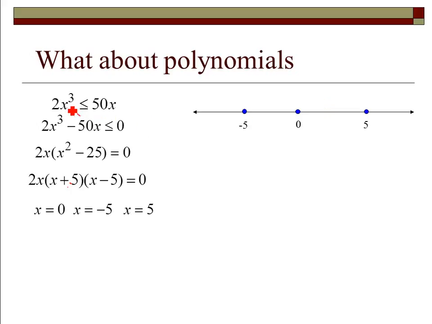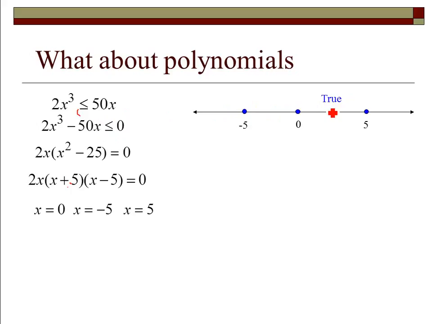If I plug in 1, and I can plug it into this equation up here, the original, 2 is less than or equal to 50. That's true. I could plug into this one. 2 minus 50, that's negative 48. That is less than 0. That's also true. So you can actually use the original one, or if you kept the inequality, you can use a secondary one. So that tells me this section here is true.